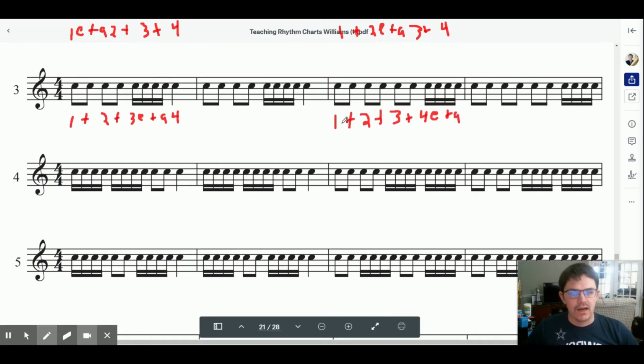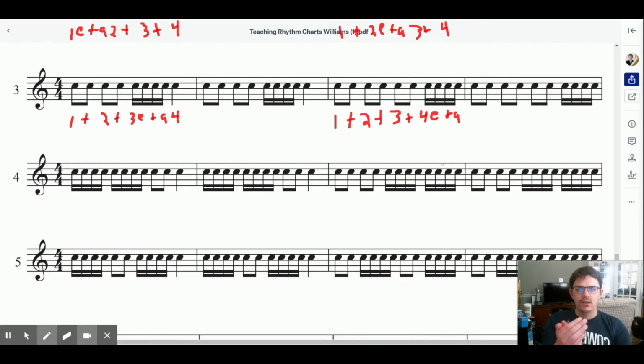Alright, you should have 1 and 2 and 3 and 4 E and a. Let's go ahead and clap and count these two measures because again they're the same, and then we'll put all of line 3 together. 1, 2, ready, go.